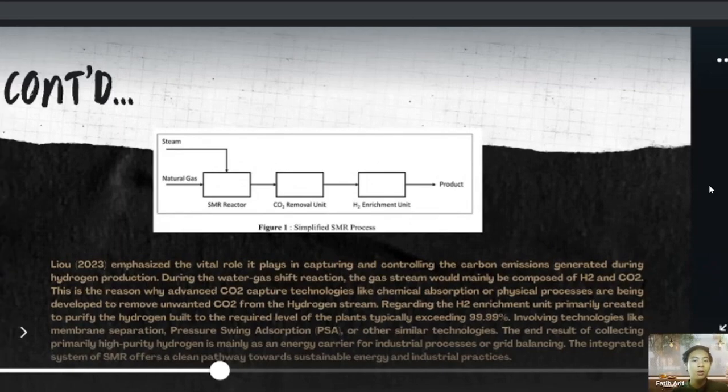And this is a continuation of the problem. An optimization strategy for hydrogen production using steam and natural gas as feed from the first SMR reactor, moving on to the CO2 removal unit and then to the H2 enrichment unit into the product. Since our research innovation from LEO in 2023 emphasized the vital role it plays in capturing and controlling the carbon emissions generated during hydrogen production. During the water-gas reaction, the gas stream would mainly be composed of H2 and CO2. This is the reason why advanced CO2 capturing technologies like chemical absorption or physical process are being developed to remove unwanted CO2 from the hydrogen stream.